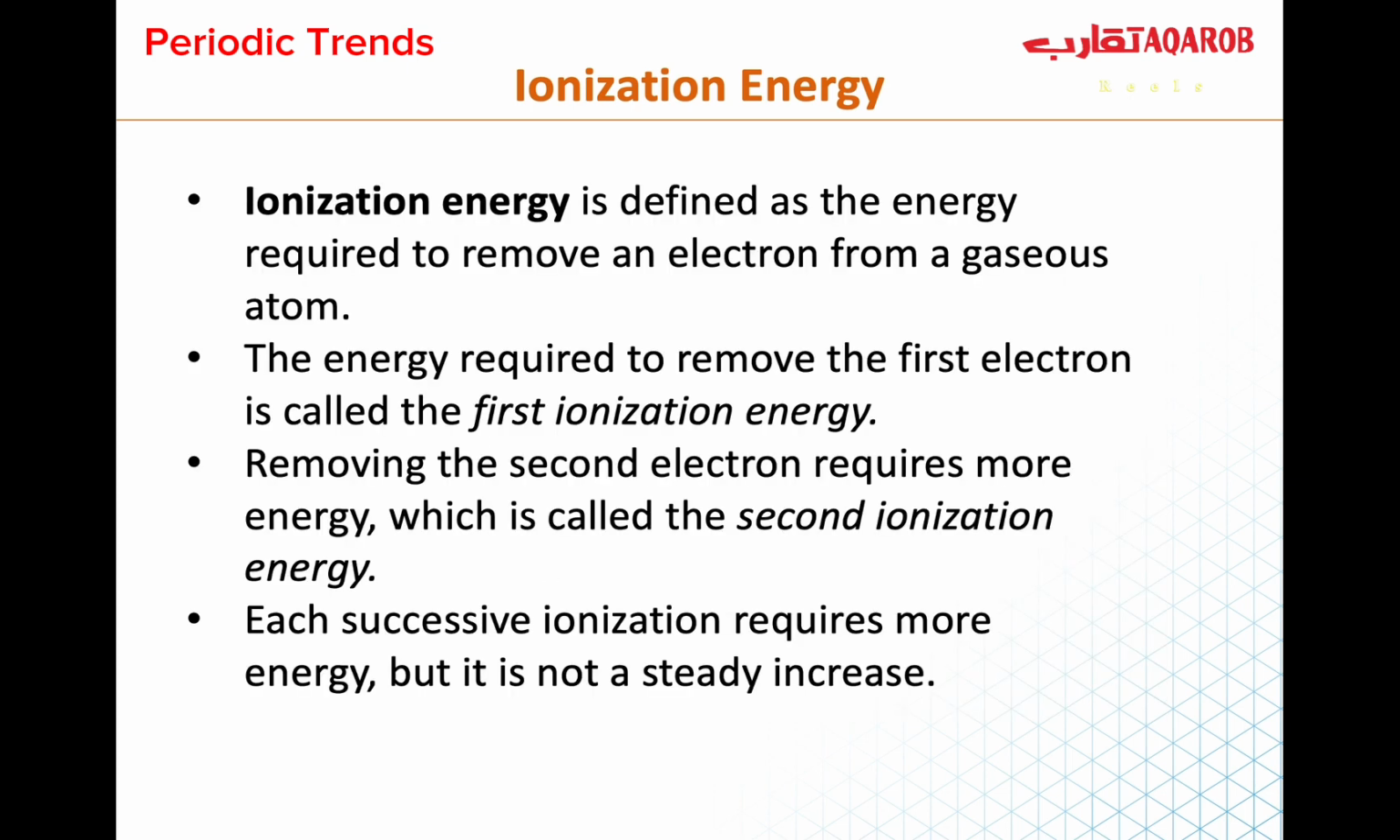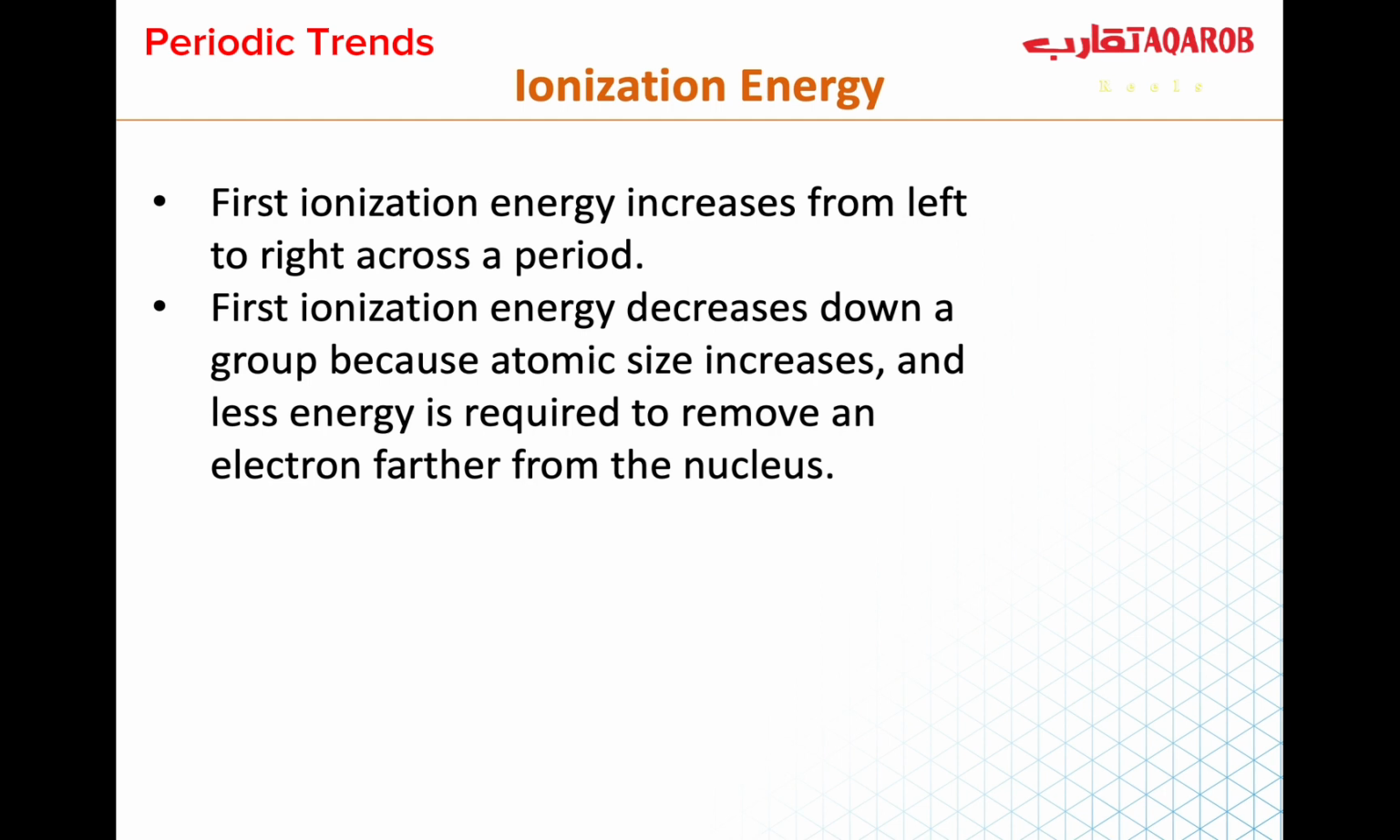So again, ionization energy is defined as the energy required to remove an electron from a gaseous atom. The energy required to remove the first electron is called the first ionization energy. Removing the second electron requires more energy, which is called the second ionization energy, and each successive ionization requires more energy, but it is not a steady increase. First ionization energy increases from left to right across a period. First ionization energy decreases down a group because the atomic size increases and less energy is required to remove an electron farther from the nucleus.